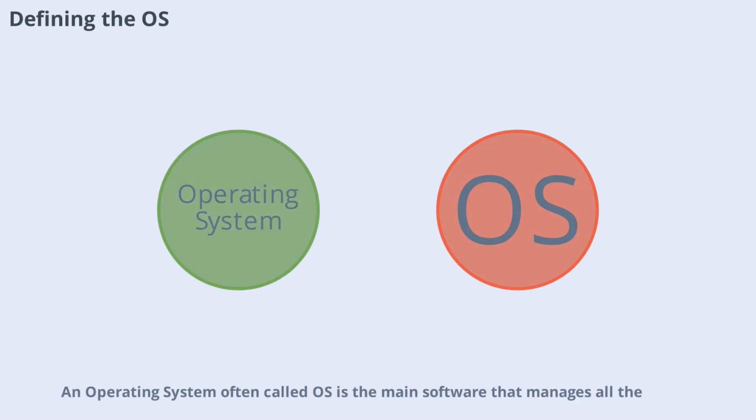Operating system, often called OS, is the main software that manages all the hardware and software on your computer or device. Think of it as the bridge that connects your applications to the physical components of your machine. Without an OS, your computer wouldn't know how to use its memory, process data, or even display information on the screen. It's the silent manager working behind the scenes, making sure everything runs smoothly.